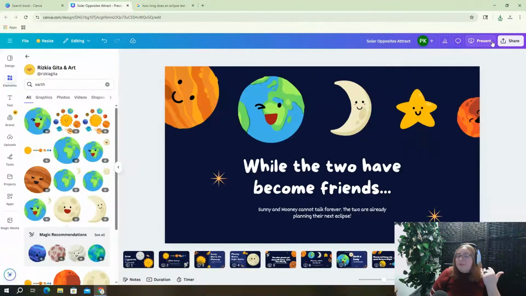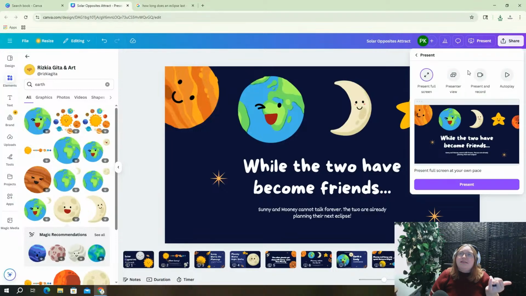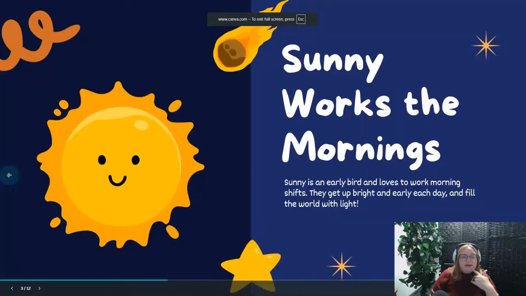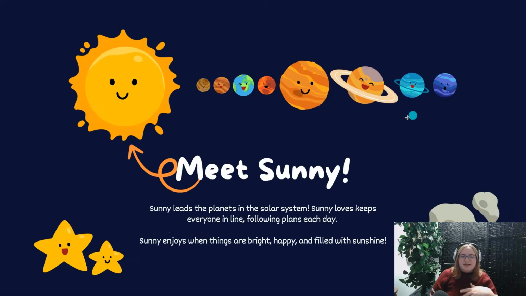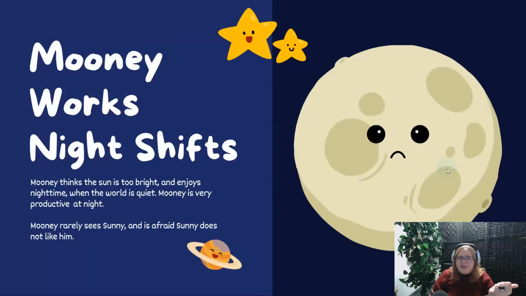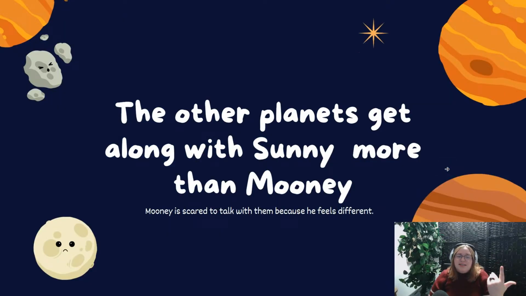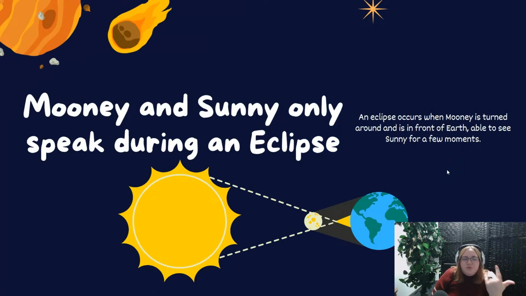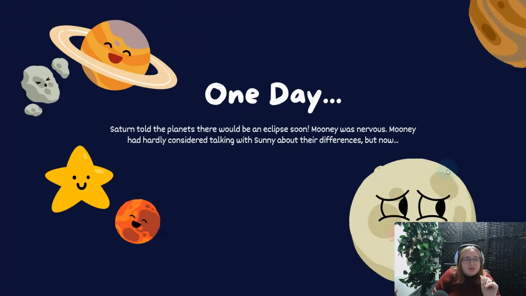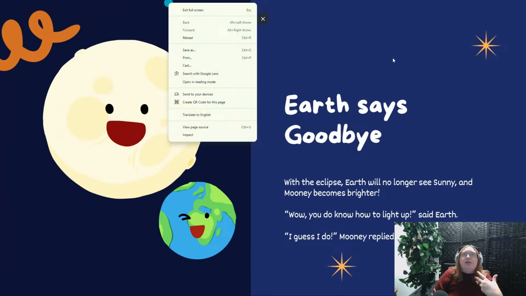You could also, if you're doing maybe like a kids' night, present this. So if I wanted to have a reading night with kids, I could sit down and present my book using a presentation, right? And be like Solar Opposites Attract by Elizabeth Koss. It has all these cute little animations like meet Sunny. Sunny leads the planets in the solar system. Sunny works mornings. Moony works night shifts. The other planets get along with Sunny more than Moony. They see each other more often. But Moony orbits the Earth, not the sun. But the Earth is lively, Moony and the sun only speak during eclipse. This is something that you could do for like a children's night.